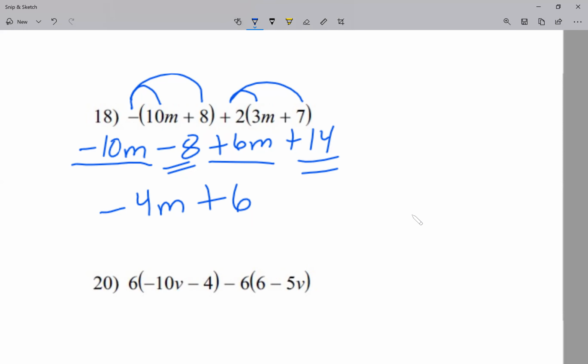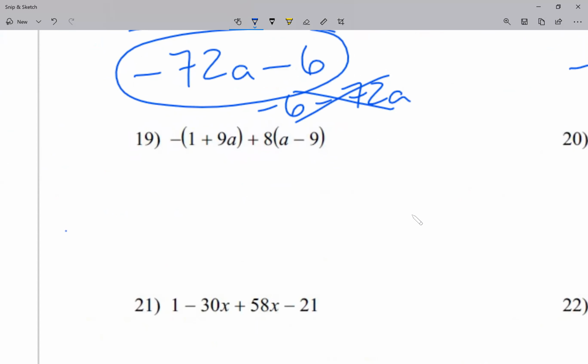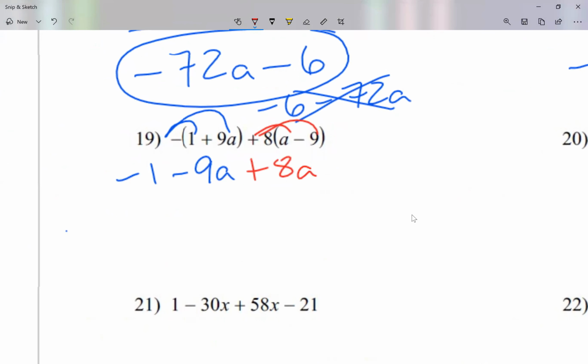All right, so now let's take a look at number 19. That negative sign in front of the first parentheses is -1. So I'm going to multiply -1 to the numbers on the inside, and that gives me -1 minus 9a. For the second parentheses, let me multiply the 8 to the inside. So that's going to give me positive 8a minus 72. Notice how the last one, the 72, is negative, because in multiplication, when the signs are different, I always change it to a minus.